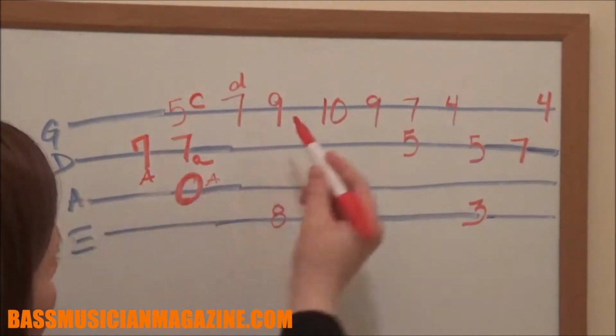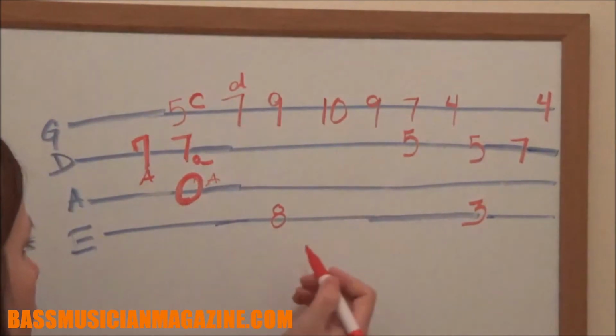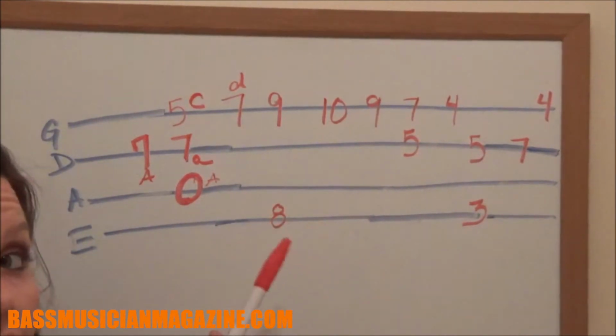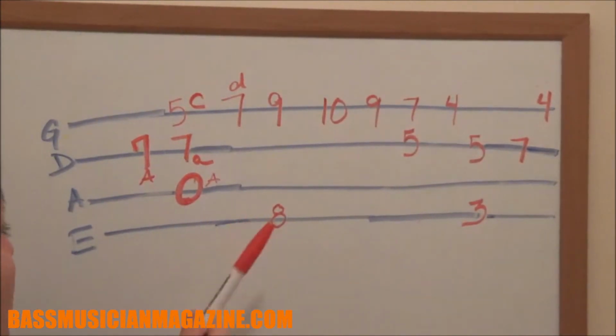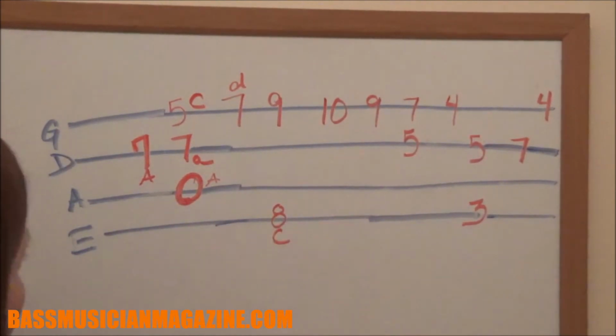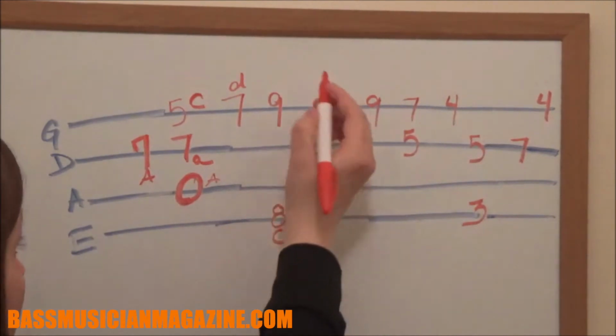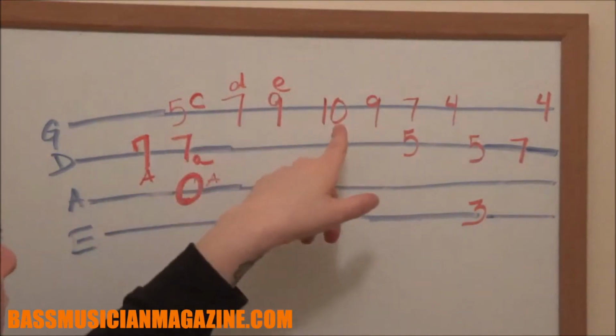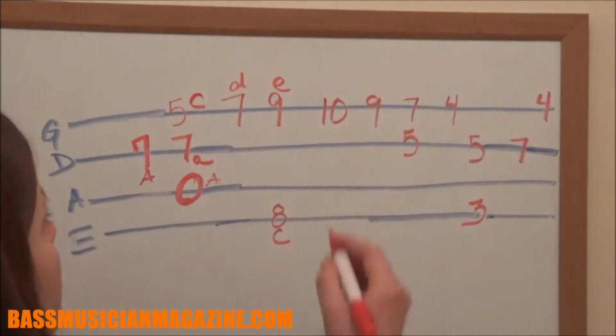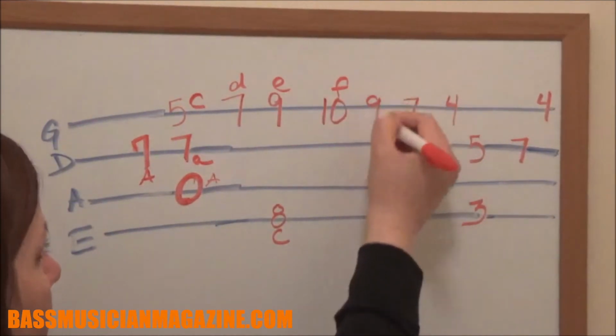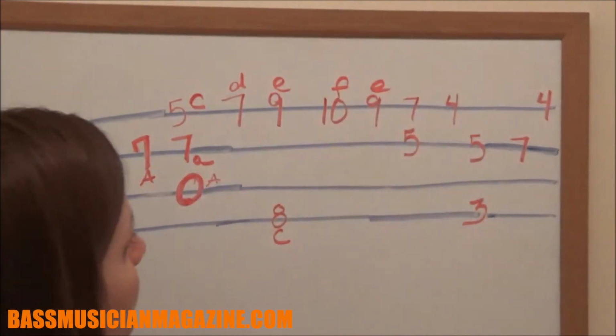Okay, and then we have another chord here. So the 8th on the E string is going to be C. And then the 9th on the G string is going to be E. And then the 10th on the D string is going to be F. 9th again on the G string is going to be E.